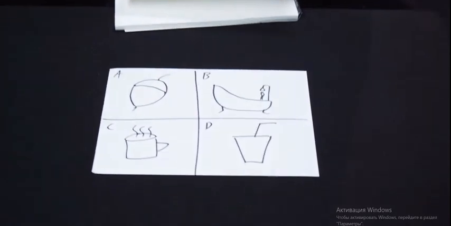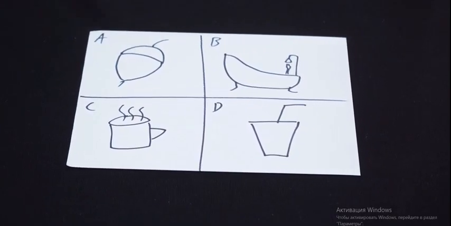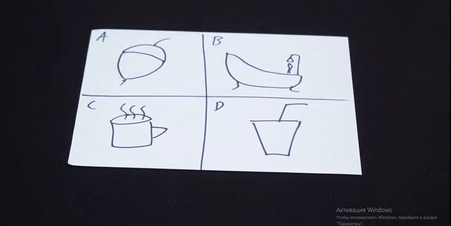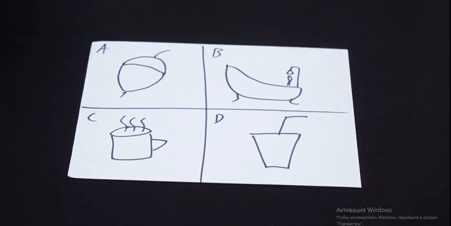So here we go. Here we have A, B, C, and D, super straightforward. So we have the acorn. The bathtub, just a tub with two legs. I put this little spout with the water coming down. I think that's pretty important to signify that that is a bathtub. Then we have the mug, super classic, and the drink, I think, as well, is super classic. These are all very straightforward.